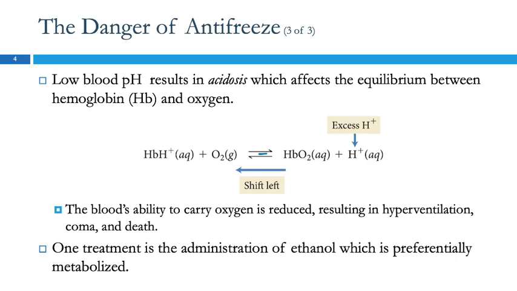So that can cause hyperventilation, coma, even death. Interestingly, a treatment for ethylene glycol poisoning is the administration of ethanol, like vodka or beer or something, because your body metabolizes ethanol before it will metabolize the ethylene glycol. So you can keep your body busy with the ethanol and avoid death, I guess.